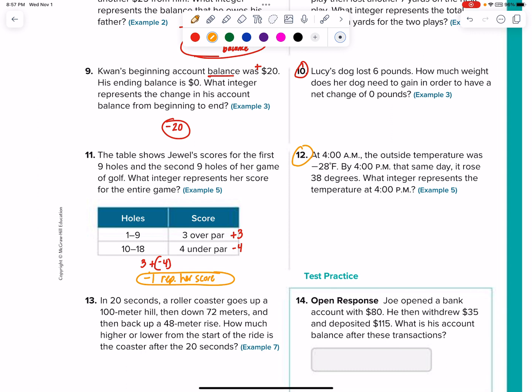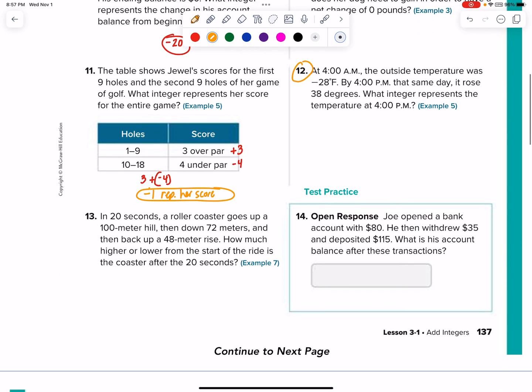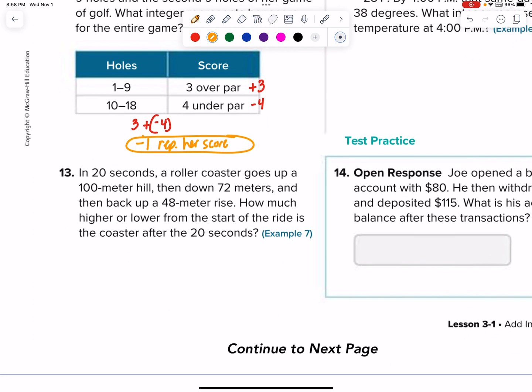All right, number 12 is you. All right, 13, example 7. Woo. All right, in 20 seconds, a roller coaster goes up a 100-meter hill, then down, then back up. All right, so it's this journey we're going on, right?